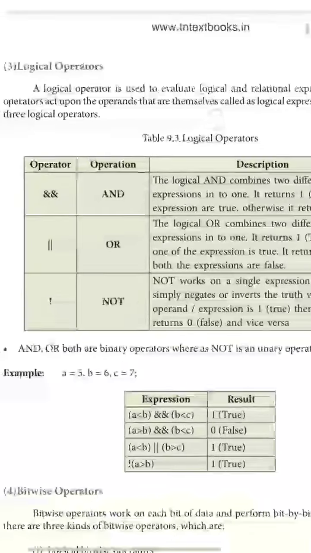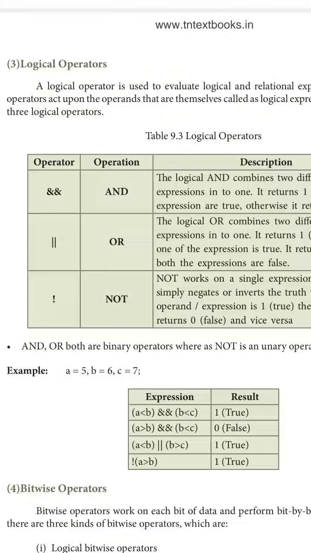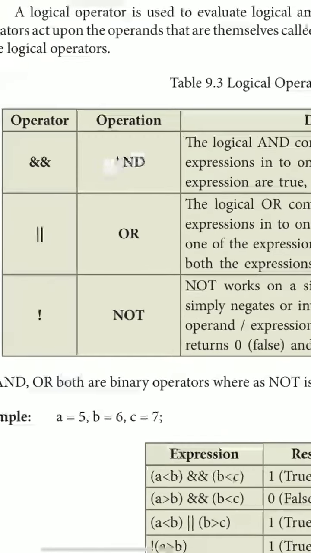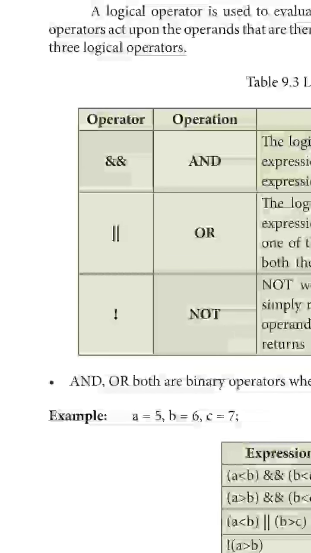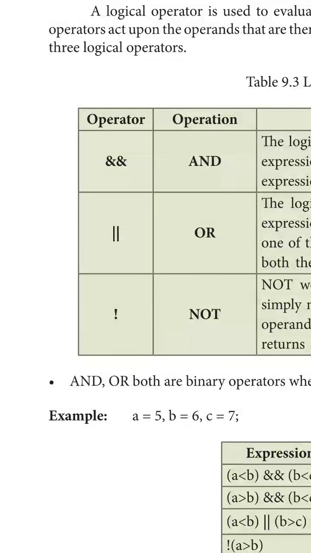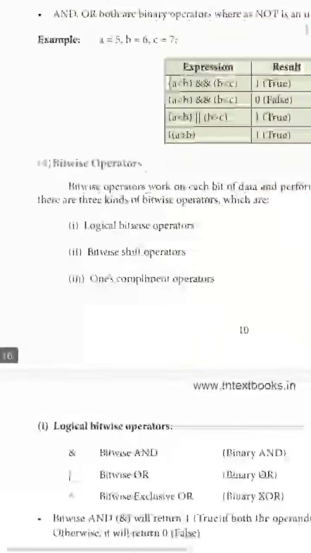Next is the logical operator: and, or, not. You have learned about the AND gate, OR gate, and NOT gate in the first volume. The same kind of truth table will be given in this logical operator. The symbols used here are two ampersand symbols, two pipe symbols, and an exclamation symbol for the not operator. So the same truth table which you have seen in the first volume will be seen in these operators.